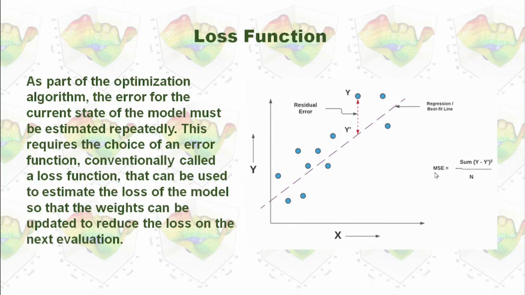Then we will calculate MSE with this formula. We are going to square the difference between our estimation and the best fit line, sum those up, and divide it by the number of data points. Our goal is updating the weights for our model so we can reduce the loss on the next evaluation.